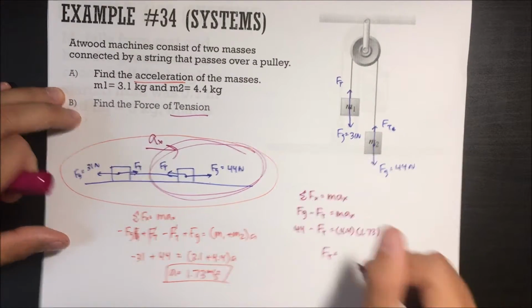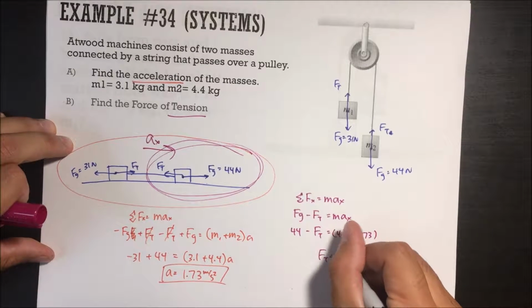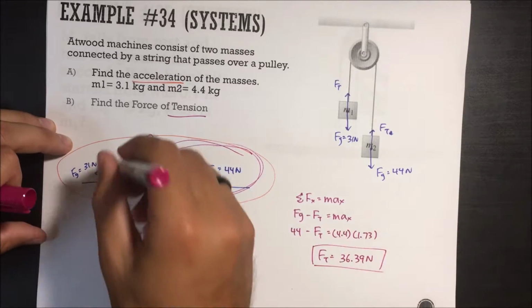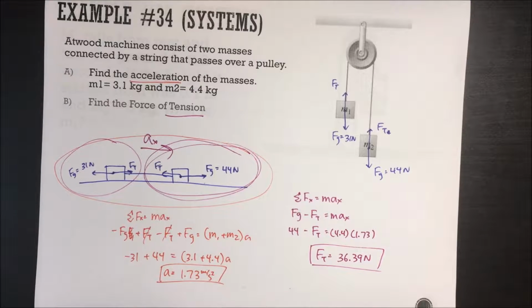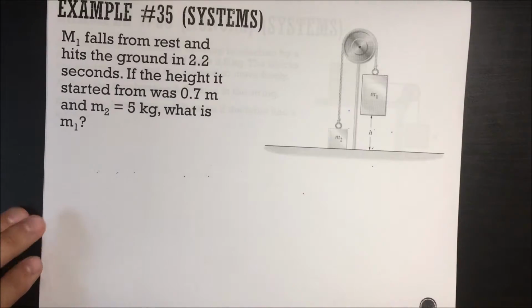So we do a little bit of math. Let's see. 4.4 times 1.73 minus 44. And we get that tension is 36.39 newtons. And you could have used also this one if you want to, but you'll get the same exact answer. So I'm not going to show that twice. Okay, let's do another problem that's similar to this, because it might take a little while to get used to.